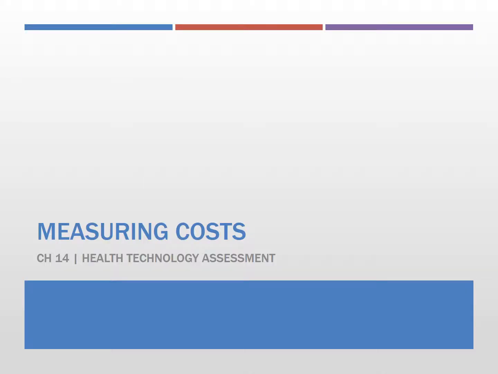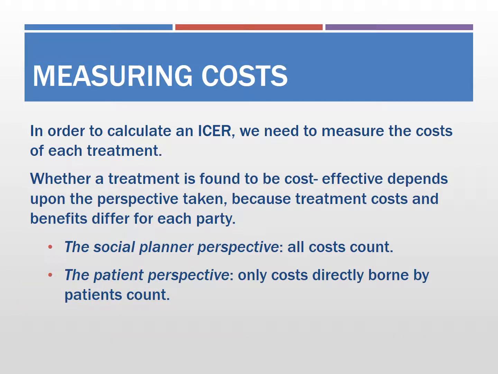So now let's think about measuring the costs, right? So if we have the incremental cost-effectiveness ratios that tell us how much more one treatment is worth compared to the other, well, now it's a good point to think about how we are supposed to measure those costs of treatments. In order to calculate the ICER, of course, we have to measure the cost of each treatment correctly.